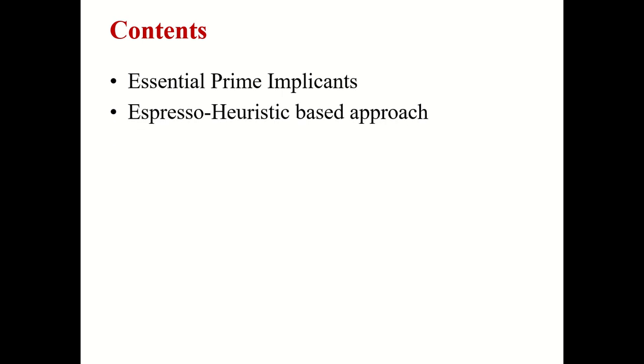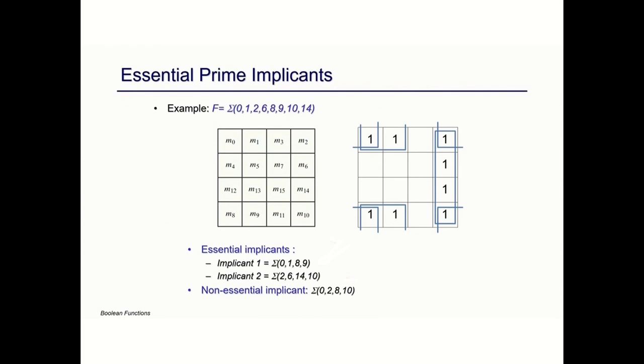So in this lecture we are going to discuss essential prime implicants, and after that we'll proceed towards the heuristic based approach, that is the Espresso based system. So let us move towards the essential prime implicant. We already have some idea about the essential prime implicant. Essential prime implicants are those prime implicants which cover only the onset of the system, okay, within which covers only the onset prime implicants of the system.